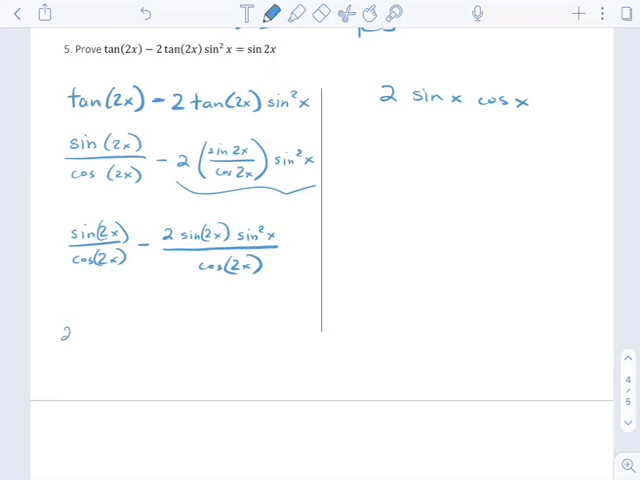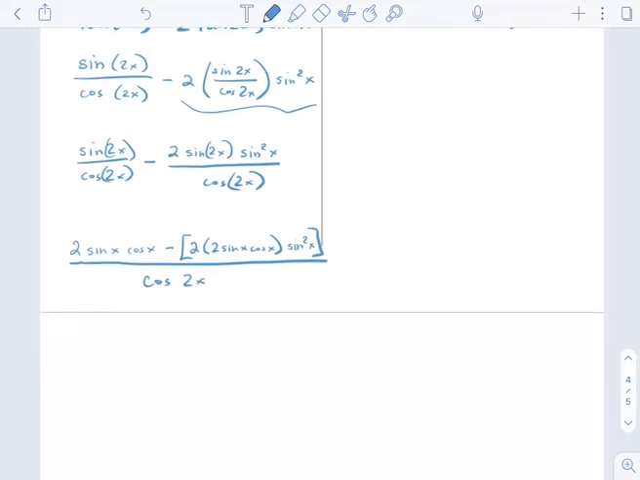So the one on the left, I'm going to have 2 sine x cos x minus all the stuff that we have on the right. So I'm going to have 2 times 2 sine x cos x sine squared x. That entire thing over cos 2x.